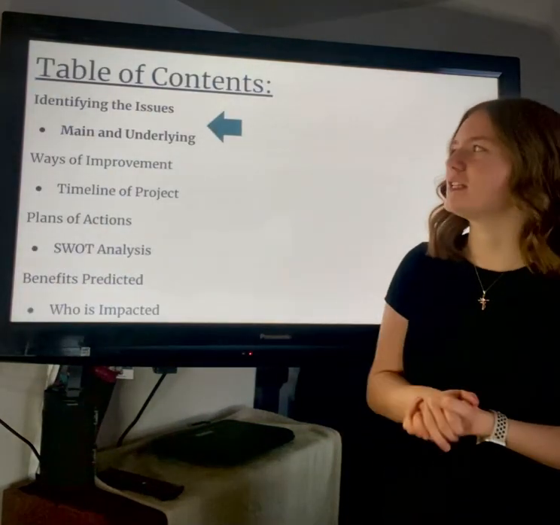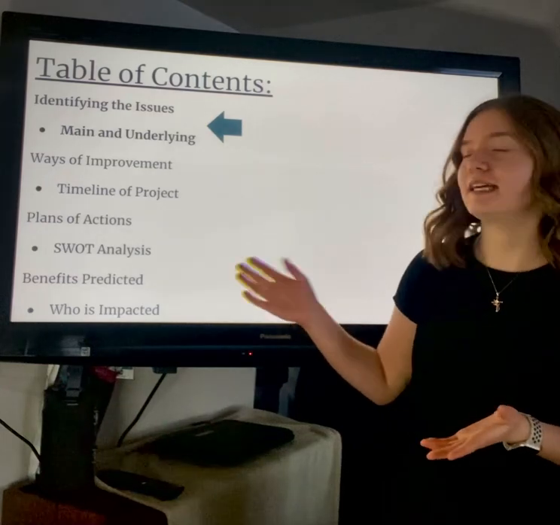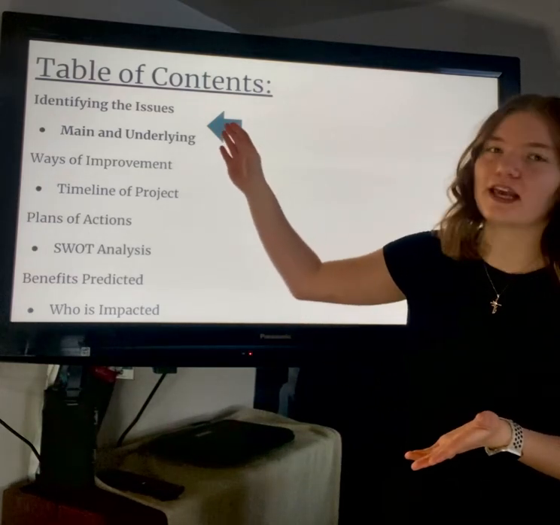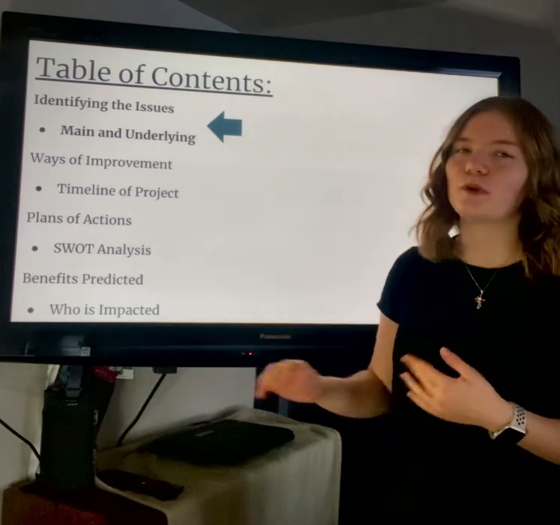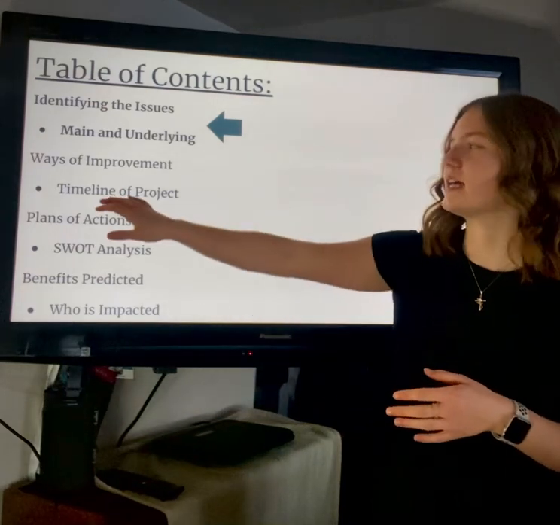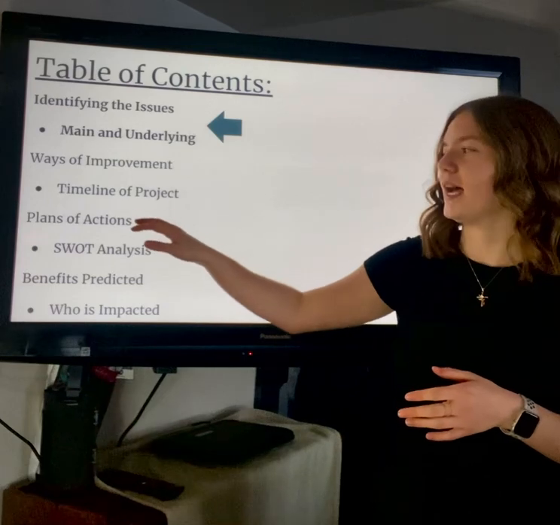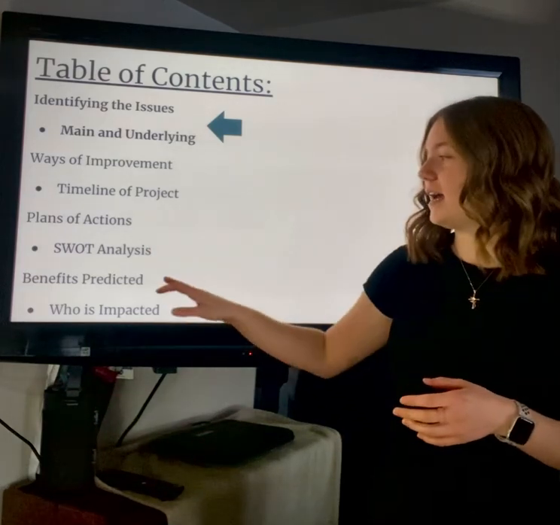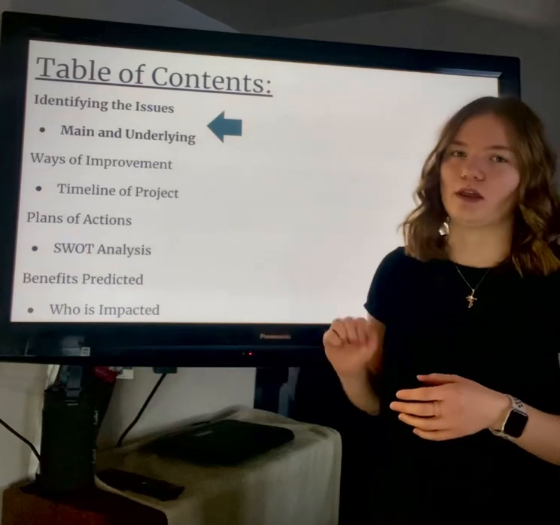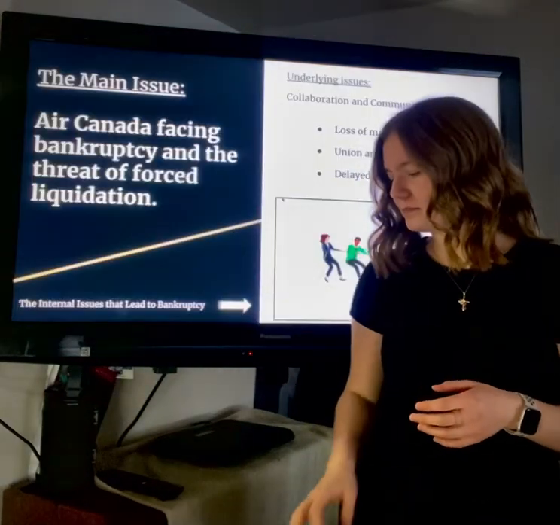So, for an overall table of contents, what we're going to look at is identifying some of the issues with Air Canada, both main and underlying, and then we'll move into ways of improvement, mainly focusing on the timeline of the project and plans of action. We'll move on to our SWOT analysis for Air Canada, and then some predicted benefits and who they will impact.